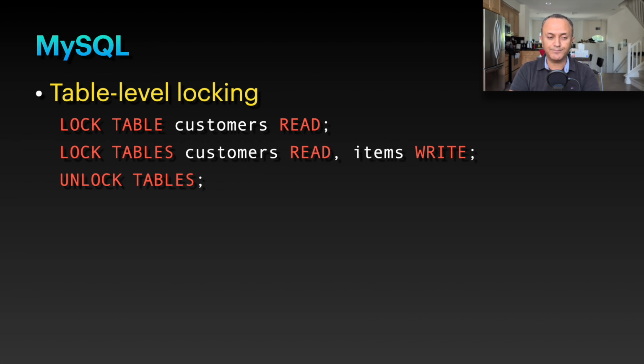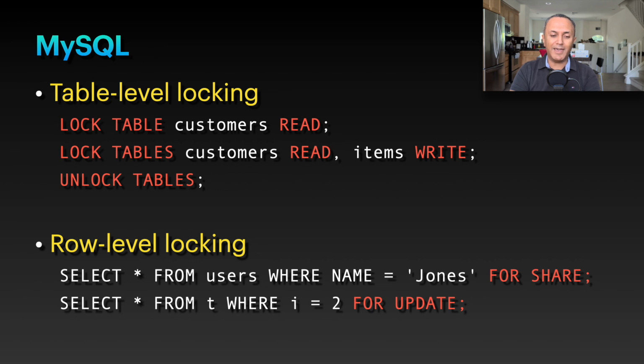It also provides row level locking by adding an additional part to select statements. So you can say select, blah, blah, blah, and then for share. This means that you're adding a shared lock to the rows returned by the select statement. So whatever rows are returned now have a shared lock on them. So if another transaction is trying to access them, let's say to update some of them, it will have to wait.